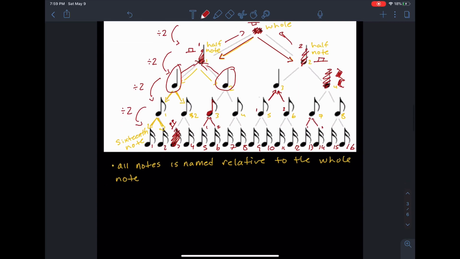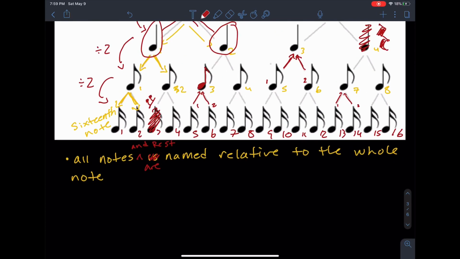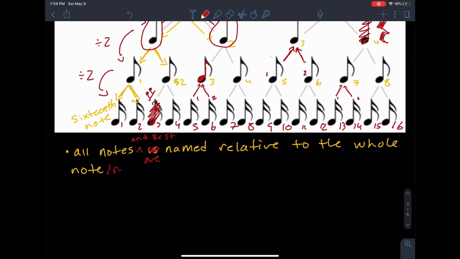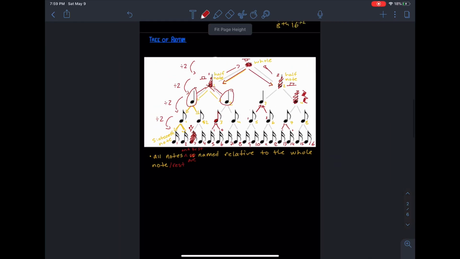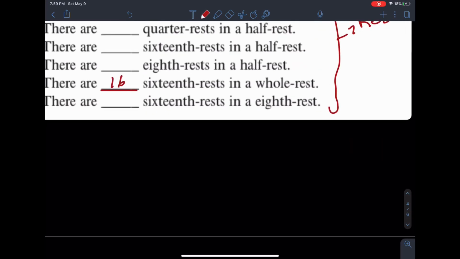Just like I said, guys, all notes and rests, I should have said that before, all notes and rests are named relative to the whole note / whole rest. Okay? If you take one thing away, it's gotta be this whole page here. This rhythm tree is the key. This is the percussionist's secret weapon. So I'm just going to quickly fill this in so we can get our checkpoint, our check mark.